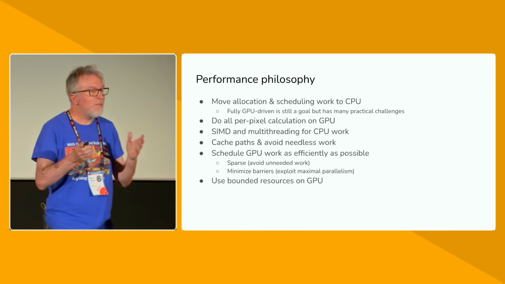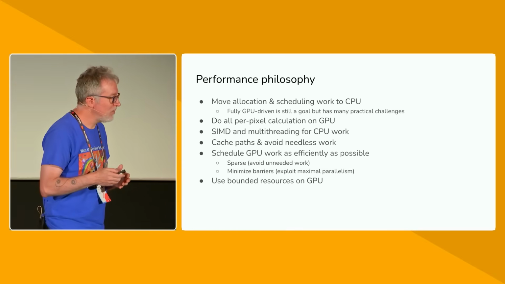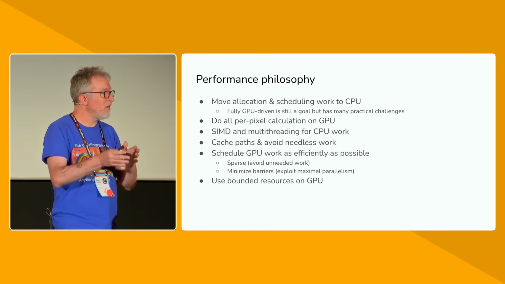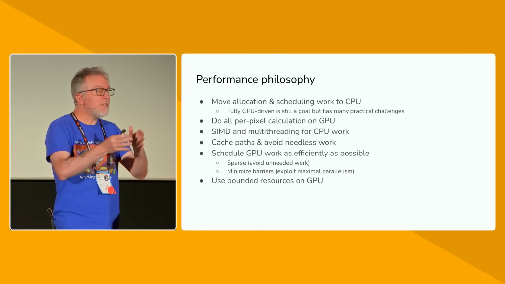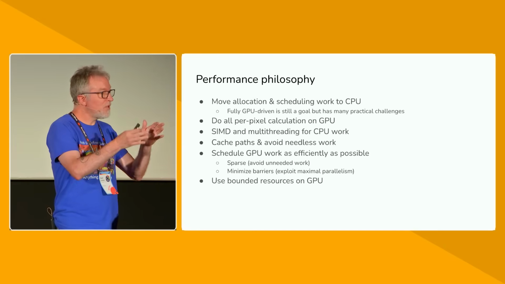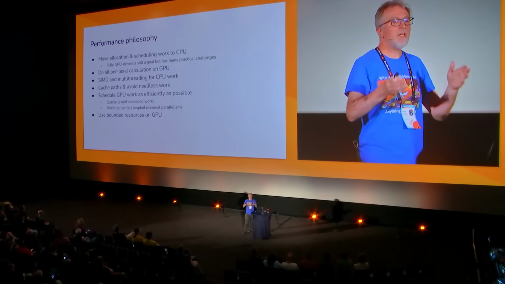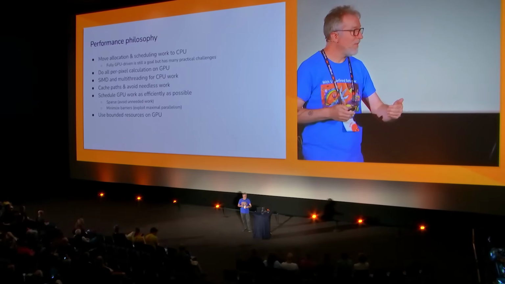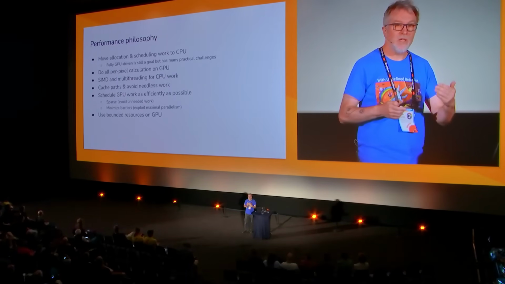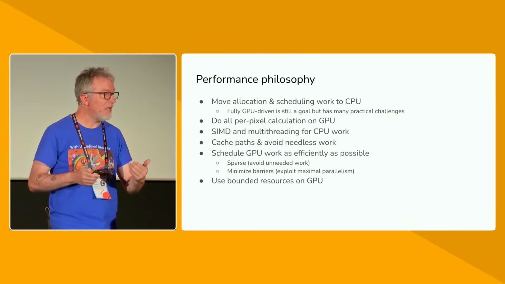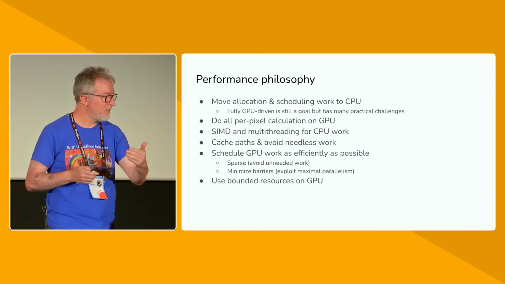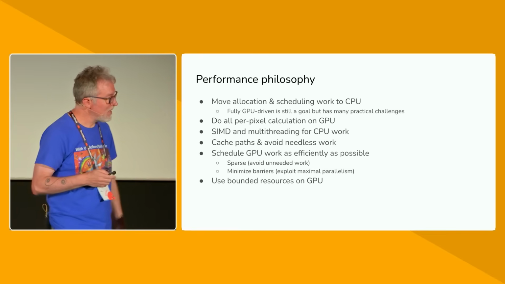So the performance philosophy is that, as opposed to the Vello that you might have seen a year or two ago, we are moving some of the allocation and scheduling work to the CPU, just because of how difficult it is to get that fully GPU driven, and then do all of the per pixel calculation on the GPU. We really focus on SIMD and eventually multi-threading for the CPU work, so we can take advantage of as much parallelism as possible on the CPU.